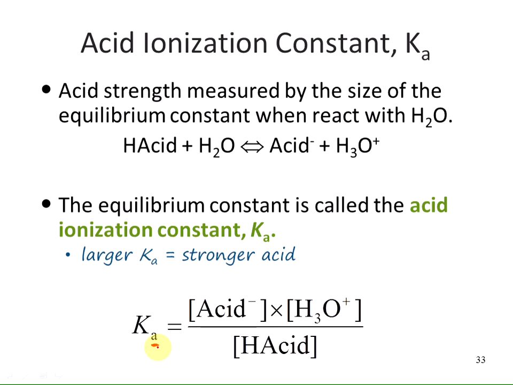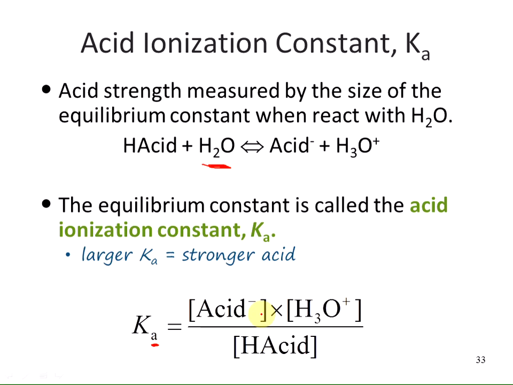And remember, the larger the Ka, the stronger the acid. So the larger the Ka, the more products that you have, because remember the Ka is still products over reactants. So we have the concentration of our conjugate base and the concentration of our hydronium over the concentration of our acid. And notice that water is a pure substance, so it doesn't show up in our Ka expression. So the larger this Ka is, the more products that we have, and the more products that we have means the more that the acid is dissociated. And the more it's dissociated, the stronger that acid is, because it produces more H+ in solution.